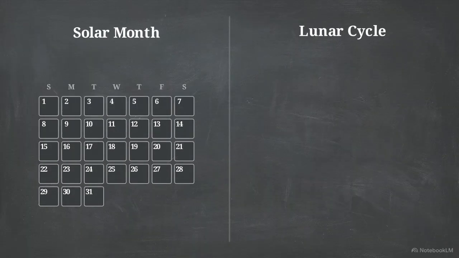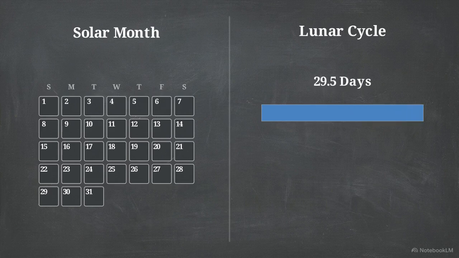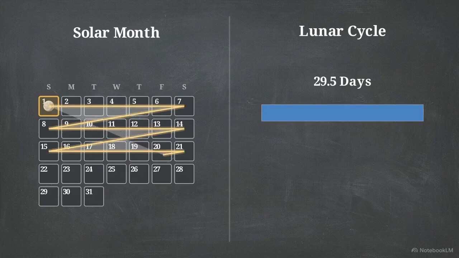On the left is a solar calendar month, which spans up to 31 days. On the right is an actual lunar cycle, from full moon to full moon. That takes exactly 29.5 days. Because of this half-day difference, if a full moon occurs exactly on the first day of the 31-day month, the subsequent full moon will complete its cycle and appear again on the 30th or 31st.